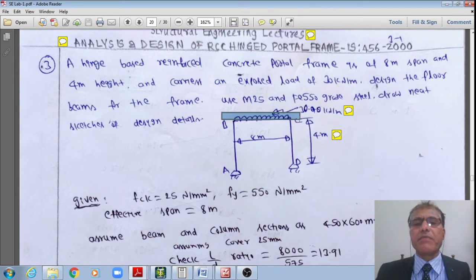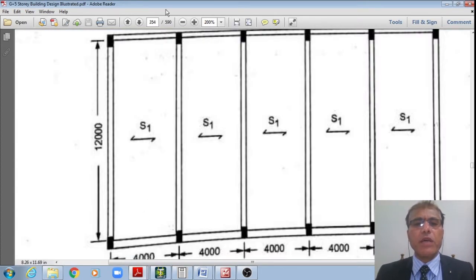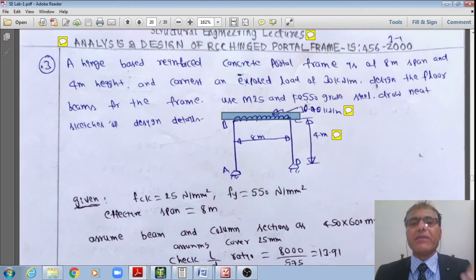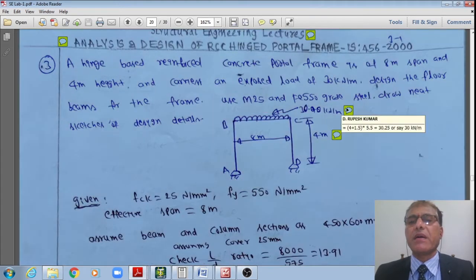BC is the beam of this portal frame of this building, what I have shown. I'm just considering one portal frame, student, the interior portal frame, whose span is 8 meter and the spacing of the bays is 5.5. Therefore, the load coming onto this portal is 5.5 by 2 plus 5.5 by 2, that is the load coming from 5.5 meter onto this, which is calculated like this. That is how it is actually calculated.